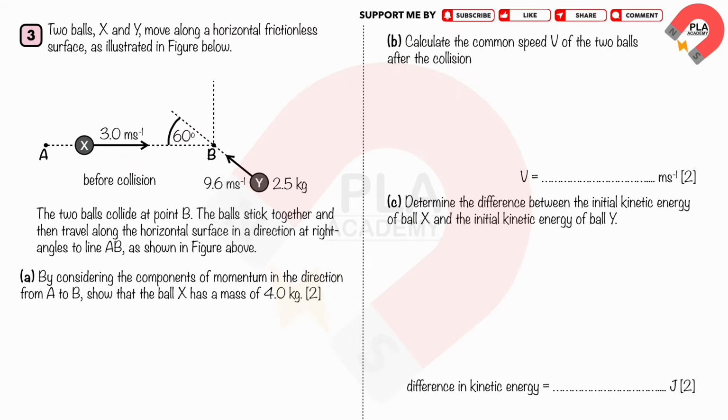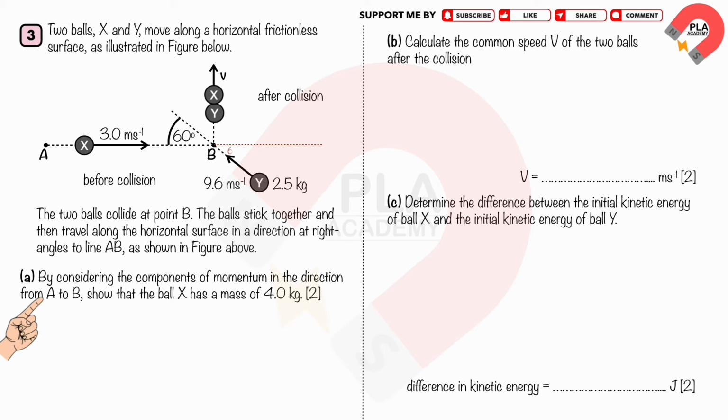Exam style question 3. 2 balls, X and Y, move along a horizontal frictionless surface, as illustrated in the figure below. The 2 balls collide at point B. The balls stick together and then travel along the horizontal surface in a direction at right angles to line AB, as shown in the figure above. A. By considering the components of momentum in the direction from A to B, show that the ball X has a mass of 4 kilograms.